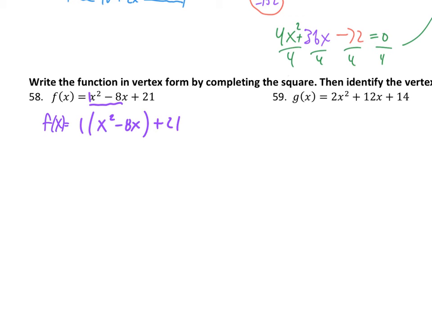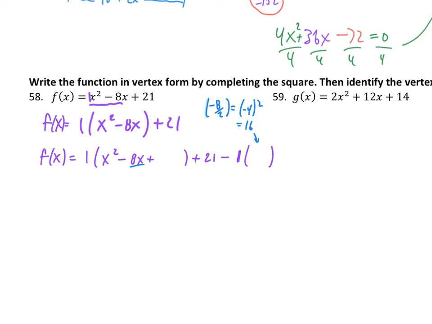Alright, so then put the spaces in. Minus, and then you take your a value, whatever that was, put that there. And the number that goes into the spaces is b divided by 2 squared. So negative 8, so I'm looking here, which would be negative 4 squared, which is 16.